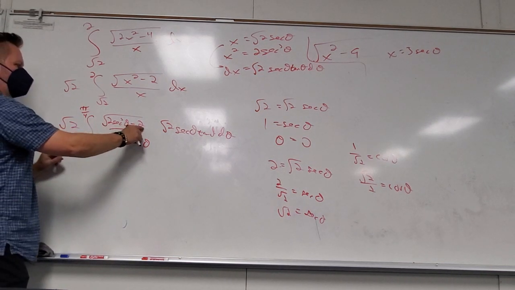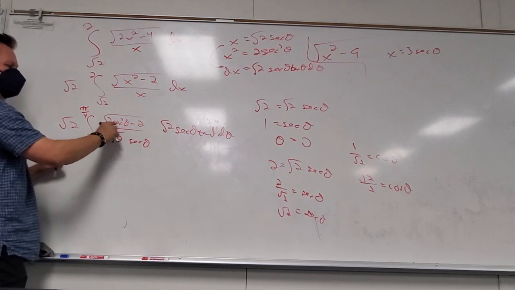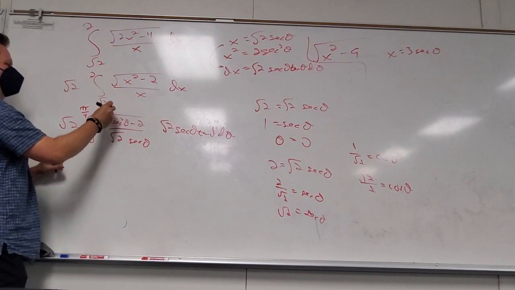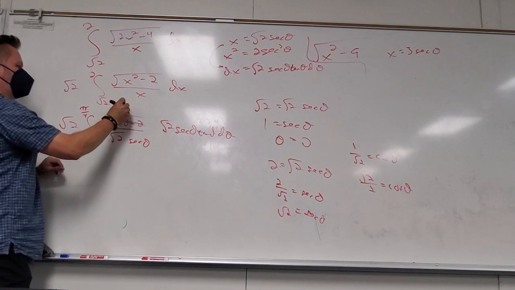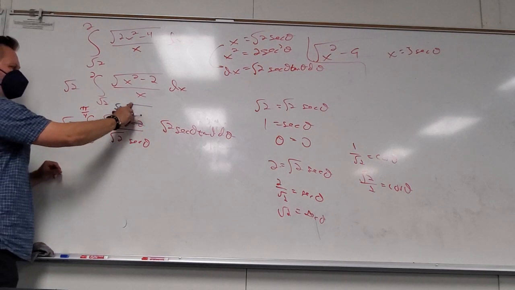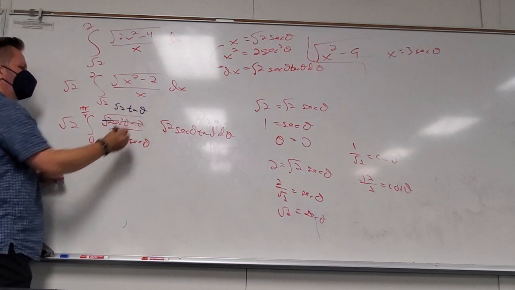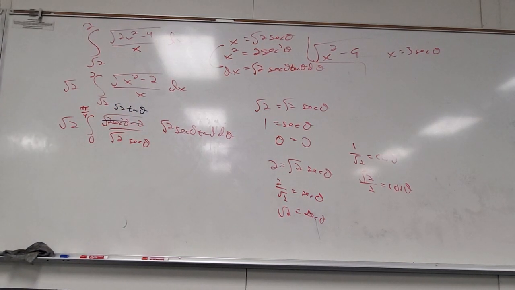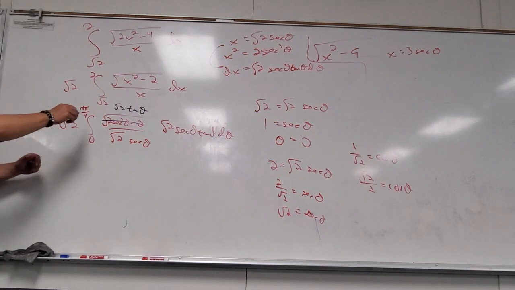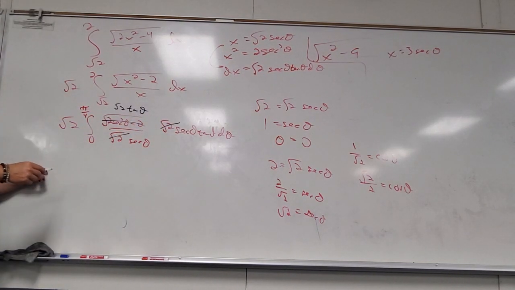So up top, you see how I can pull out another rad 2? So this is going to become rad 2 times the square root. Now what is secant squared minus 1? Tangent squared. And then the square root of tangent squared is tangent. Okay. Crazy. So look what happens. This square root and this square root cancel, right?